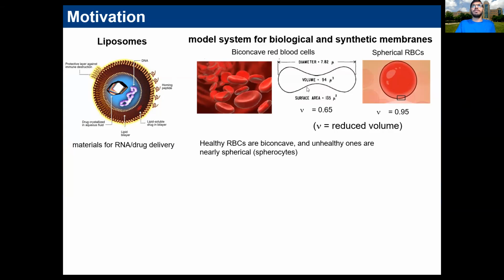and synthetic membranes. For instance, the shape of a healthy red blood cell is biconcave, such that a shape parameter, the reduced volume, is closer to 0.65. We also have spherical red blood cells for which the reduced volume is closer to 1. Now, in the literature, it is not really well understood how these different reduced volumes give rise to different shape dynamics in flow.